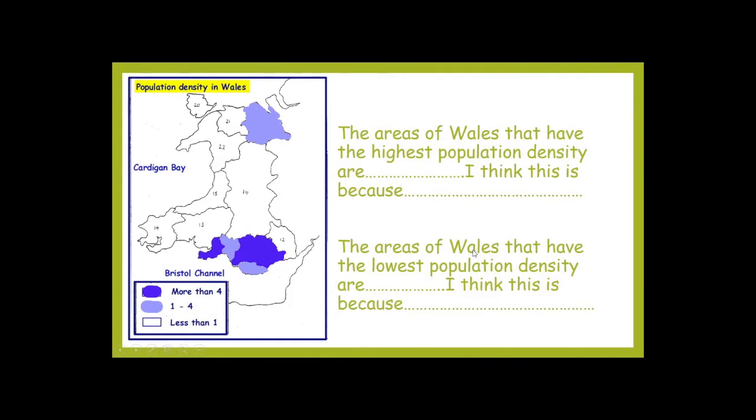Say where the areas of high and low are and why you think those areas have high and low. So for example, the areas of Wales that have the highest density population are the southeast and the south and maybe a little bit in the northeast, but mostly the south and southeast. I think this is because, now, think a minute, Swansea, Cardiff, Newport, why do these areas have so many people in them? Think back 200 years ago, maybe 300 years ago. Why did these cities grow so big in the first place?